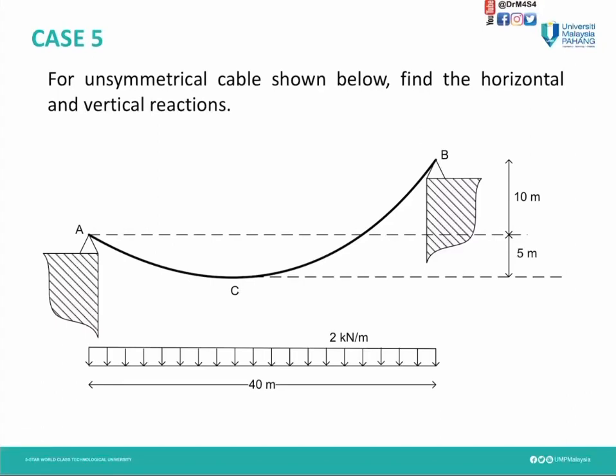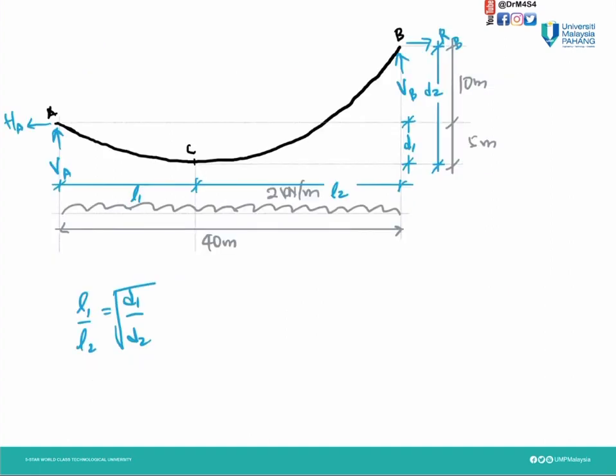Next is case 5 for unsymmetrical cable which is supported at a different level. We need to find the horizontal and vertical direction for this case. The geometry are given as you can see here, 10 meter, 5 meter and the length is 4 meter, UDL 2 kN per meter. So we know this relation L1 divided by L2 equals square root of D1 divided by D2.